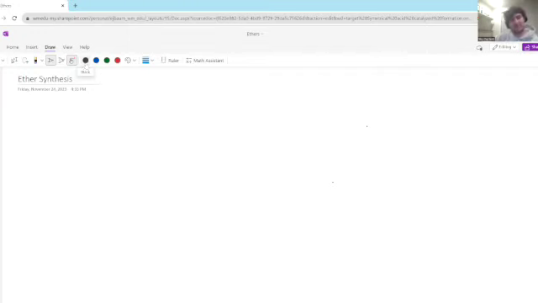So first, just to start off, what is an ether? An ether is an organic chemistry functional group where there is an alkyl group, and between both the alkyl groups there is an oxygen and another alkyl group.